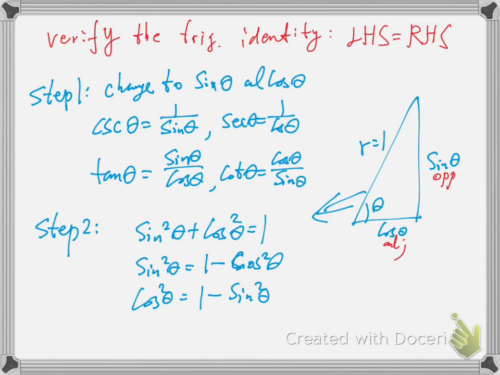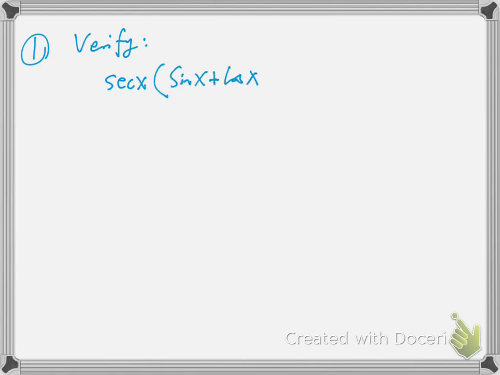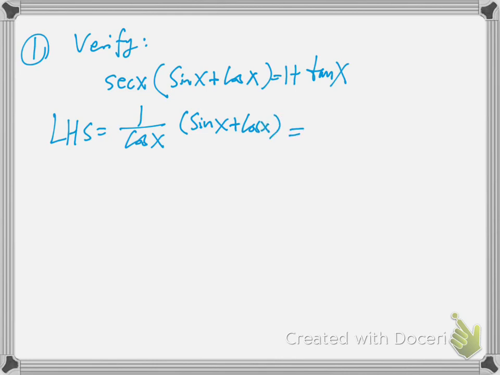Now let's look at these 4 examples. Number 1, we want to verify secant x times sine x plus cosine x is 1 plus tangent x. What's the left hand side? First we change secant to 1 over cosine x, and then we have sine x plus cosine x. So this is sine x plus cosine x over cosine x. This is the left hand side.